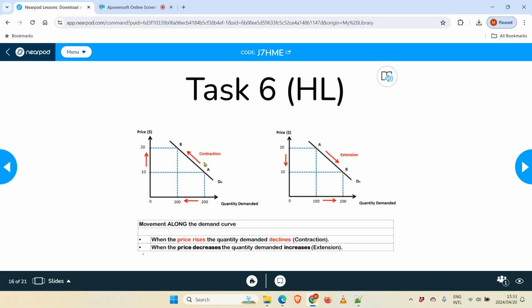And the opposite is also true. When the price decreases, quantity demanded increases. Decrease in price, increase in quantity demanded, movement along the demand curve, and that's known as an extension. So with these two diagrams, students may be able to see more clearly the reasoning for the law of demand being a negative relationship between price and quantity demanded.